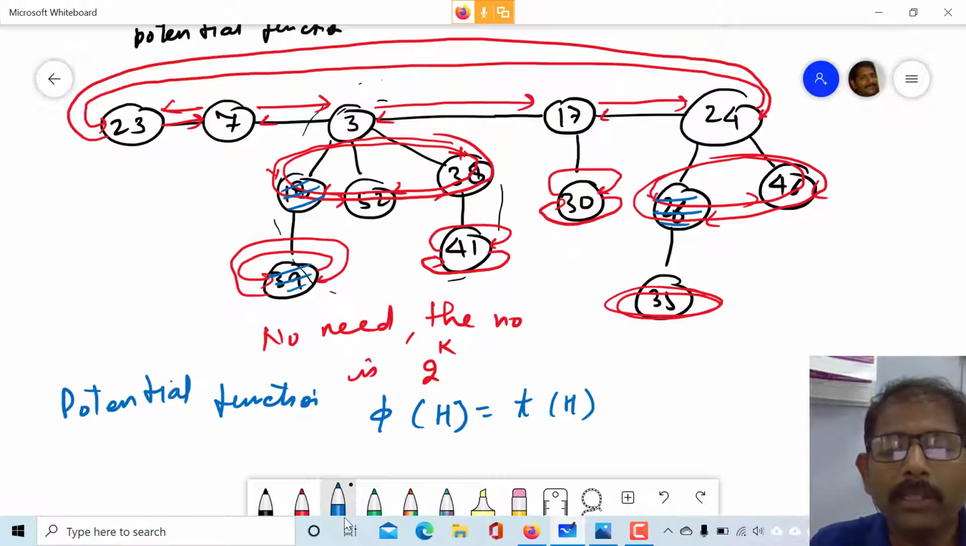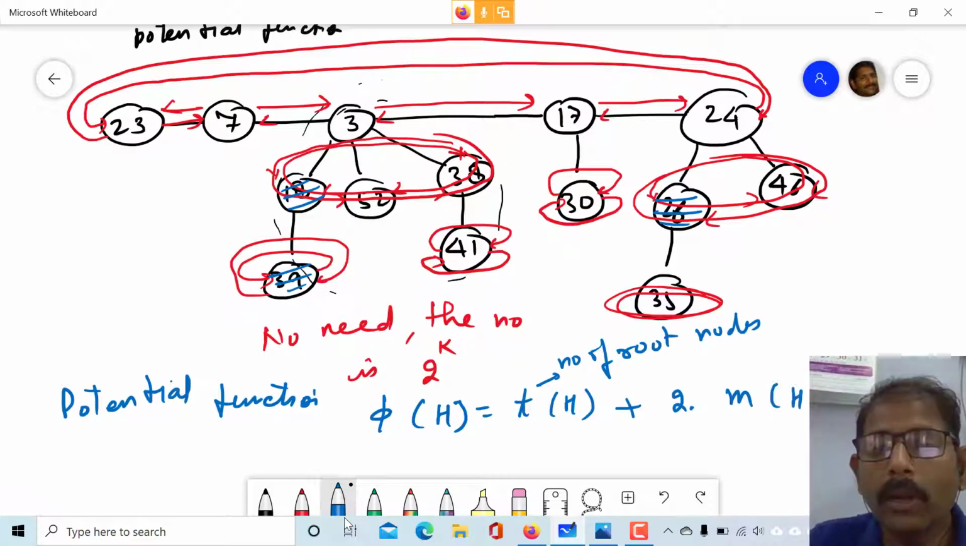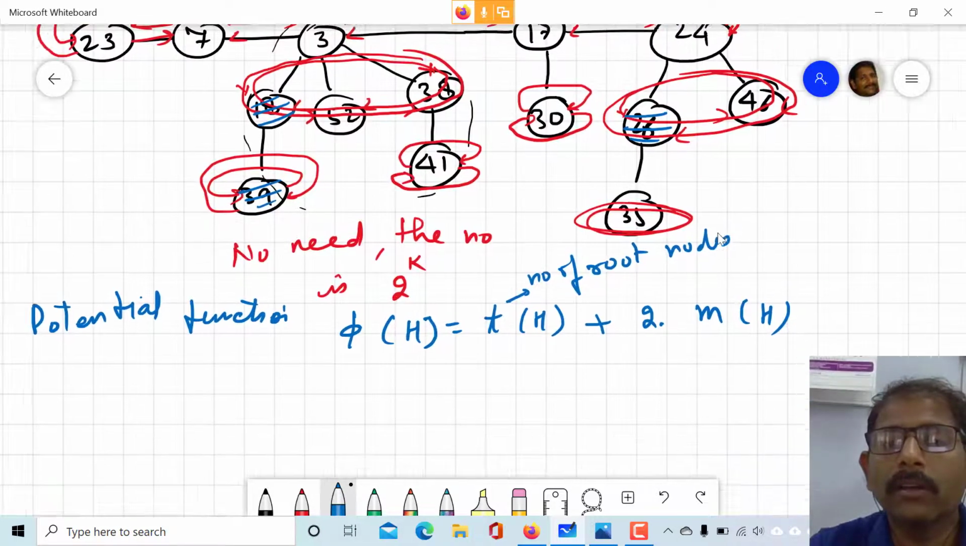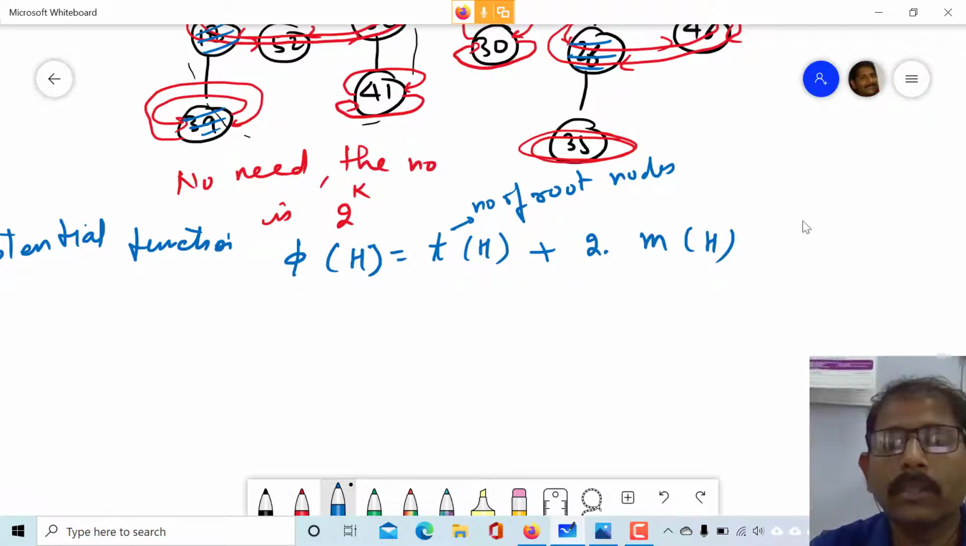I am writing here as t. Th is just like I have written before, the number of root nodes. Ts is simply the number of root nodes, plus 2 multiplied by the mark nodes of the heap. So what is the value of phi h in this case? Here it is th plus 2mh.